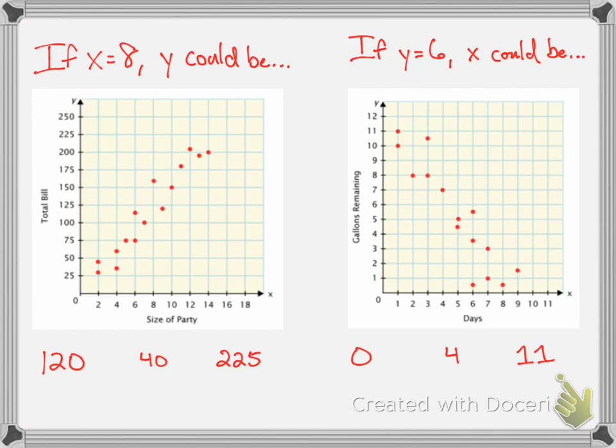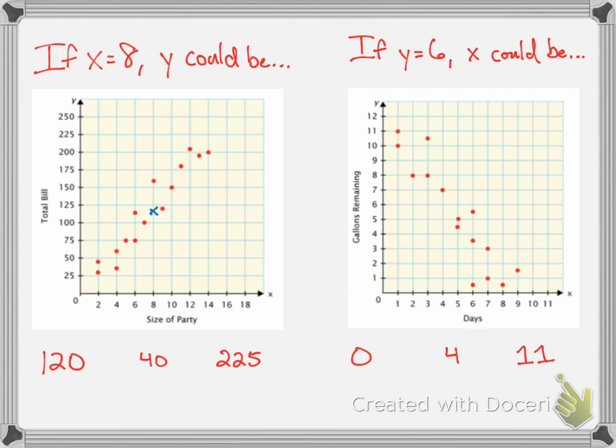I just pulled 2 random scatter plots. The first one says if x equals 8, y could be what? And we want to assume that it falls in line with the trend. We don't know exactly what y could be because we don't have an equation for a line of best fit or a line of regression or any of those things. All we're doing is making a prediction. So I give you 3 options here. If x equals 8, y could be 120, 40, or 225. Well, if I have x equals 8 and I say y is 120, this is roughly where I would be, where I'm putting this x.